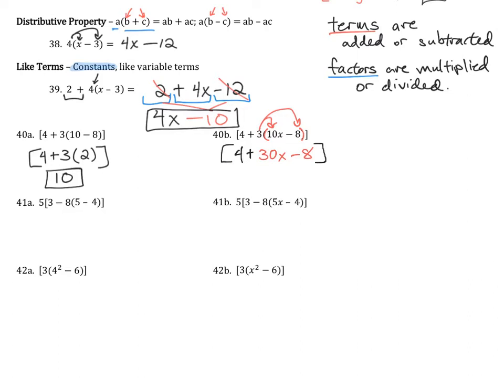So now, just like we did with example 39, we can combine constant terms because this is just a number, this is just a number. 4 minus 8 is negative 4. I'm forgetting all of my equal signs still. This is 30x minus 4. Pause the video, try those other ones.